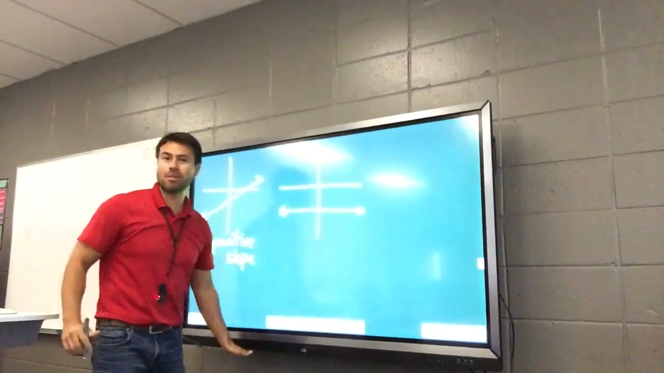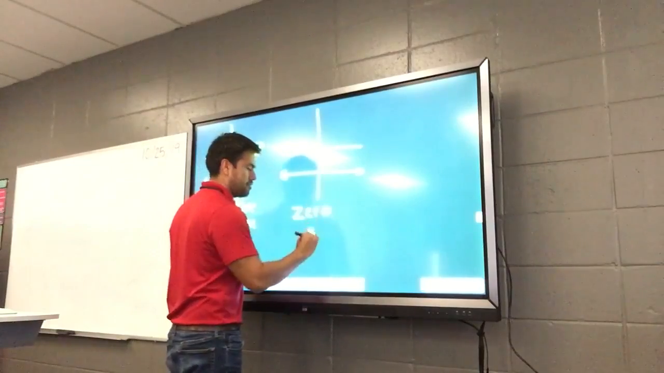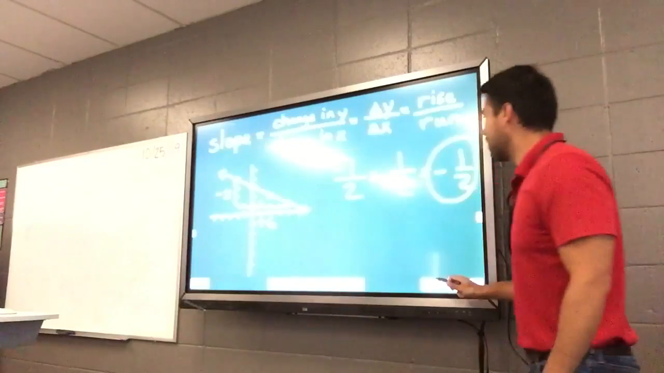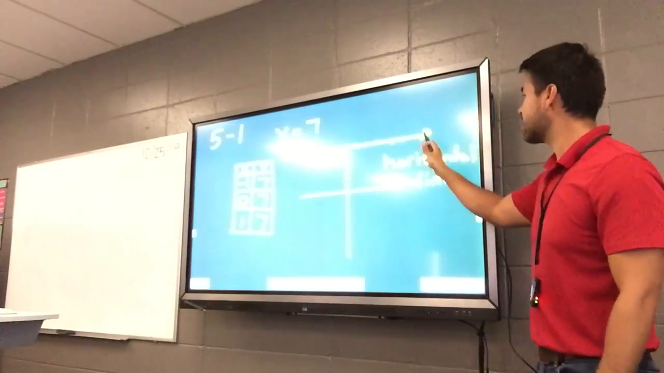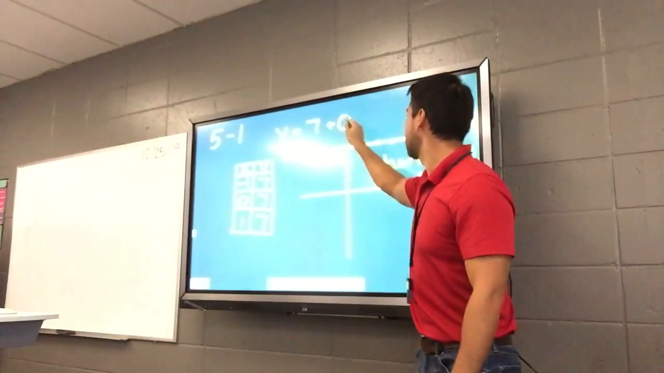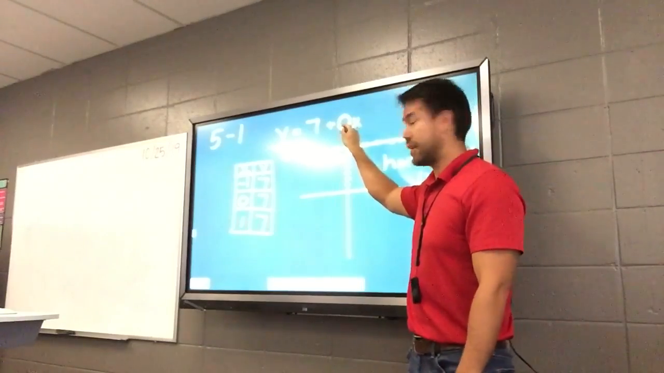You know what your slope is on this one? Zero slope. Do you remember this? What was the slope of this horizontal line? Zero. And you're like, wait, how'd you know? That's the slope right there.